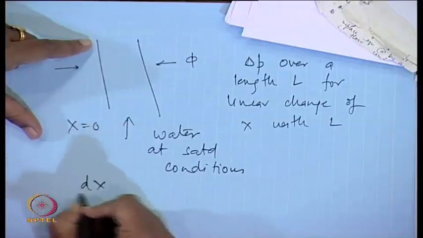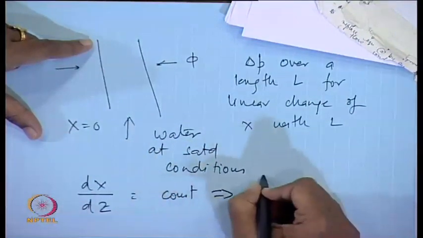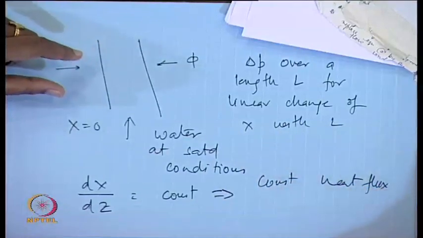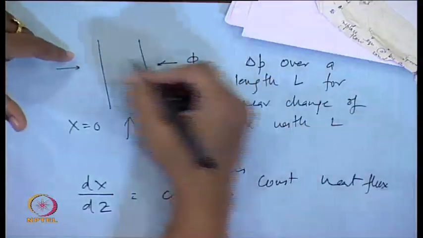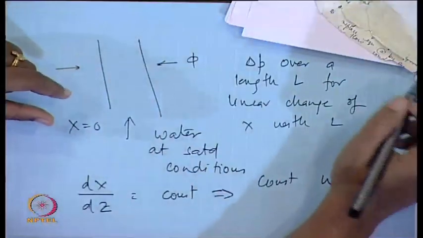Can you tell me under what conditions we will have a linear change of quality with length, and how do we quantify a linear change of quality with length? Very good. We denote it as dx/dz equals a constant, and this happens for constant heat flux conditions, isn't it? When the heat flux is constant, the area is constant, etc. Under those conditions, we have dx/dz as linear.